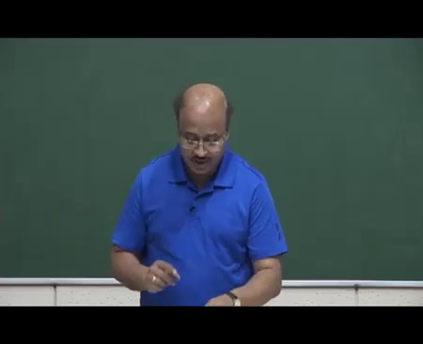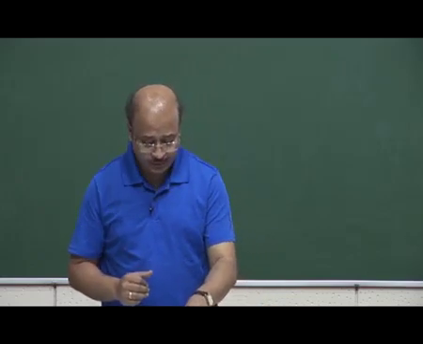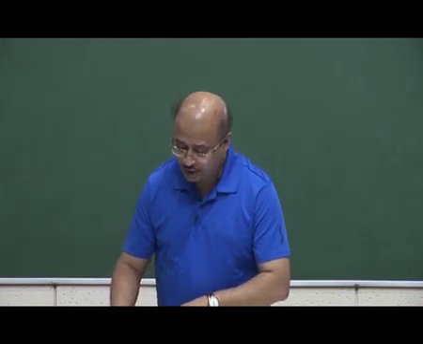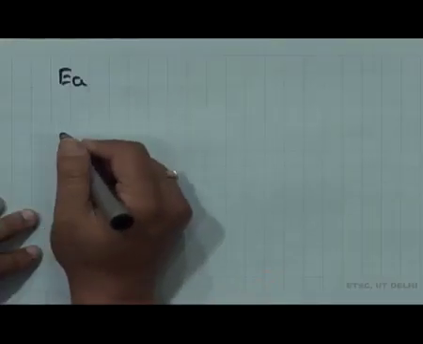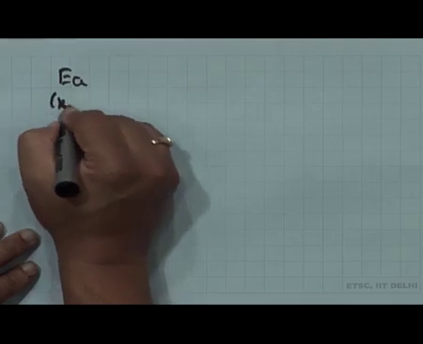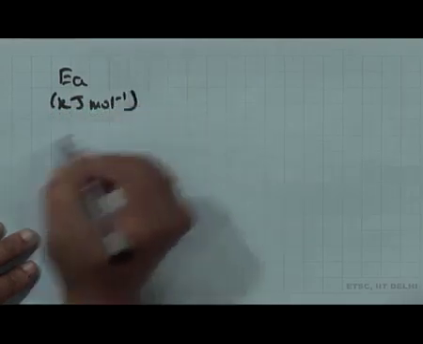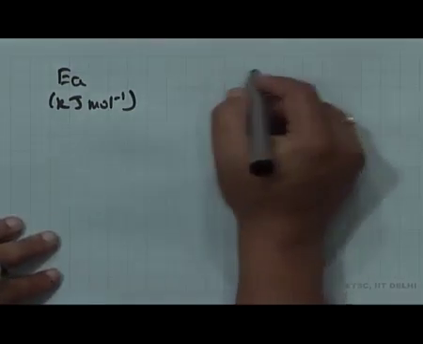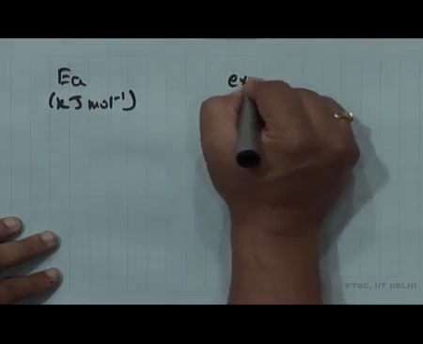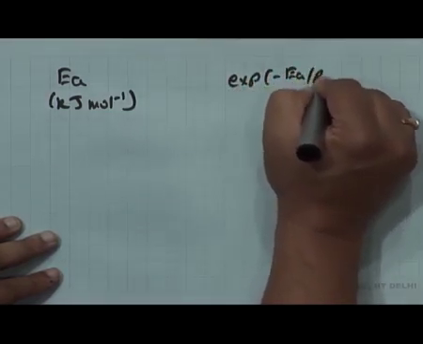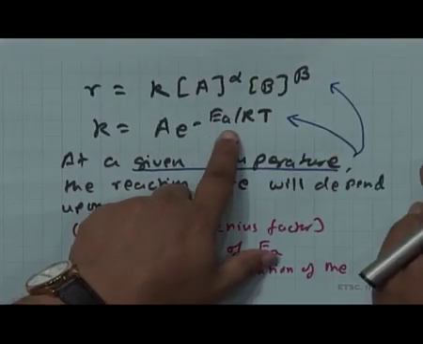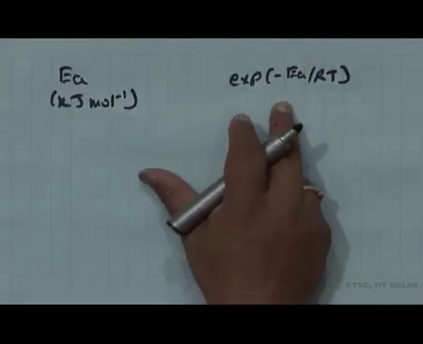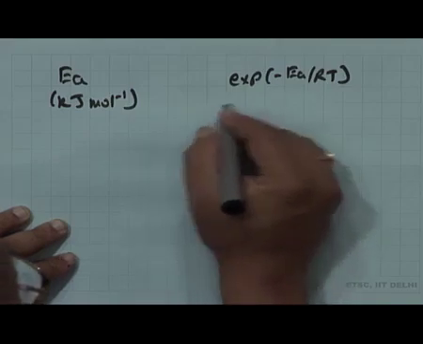Now, follow the table carefully. Just give me some time to write the table down, then I can explain it to you. So let this be EA, the activation energy given in kilojoule per mole. Then what I am writing in the table is exponential minus EA over RT. Remember, this is the factor written out here, e to the minus EA by RT, and I am calculating it.